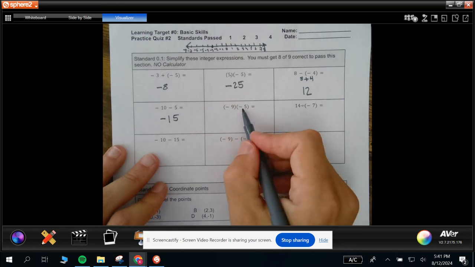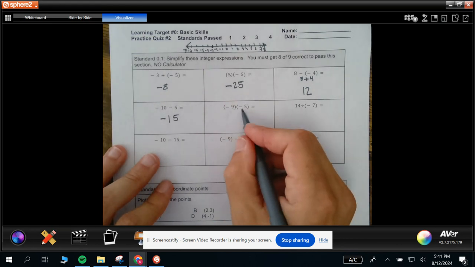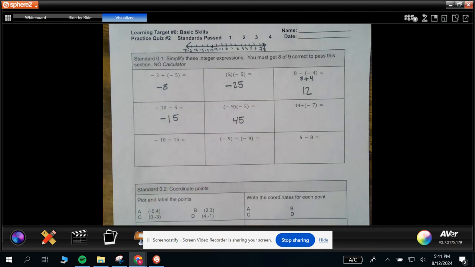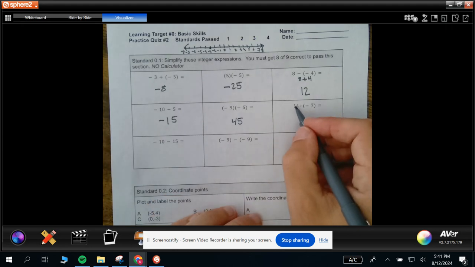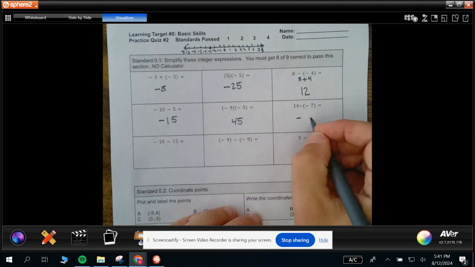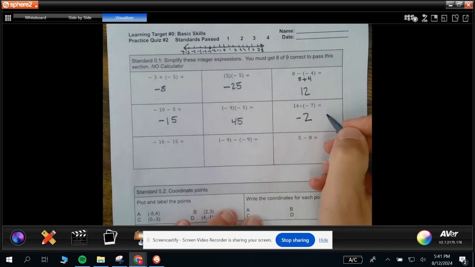-9 times -5, a negative times a negative becomes a positive. 9 times 5 is 45. All right. 14 divided by -7. I see a positive divided by a negative, so I know that's going to be a negative. And 14 divided by 7, 7 goes into 14 2 times.